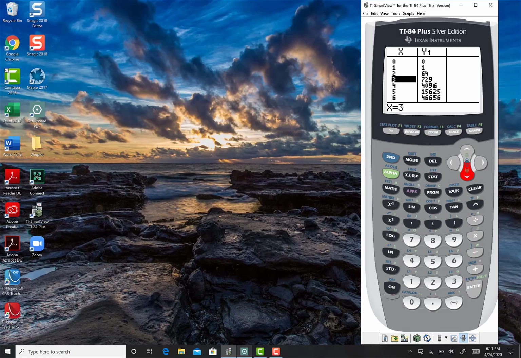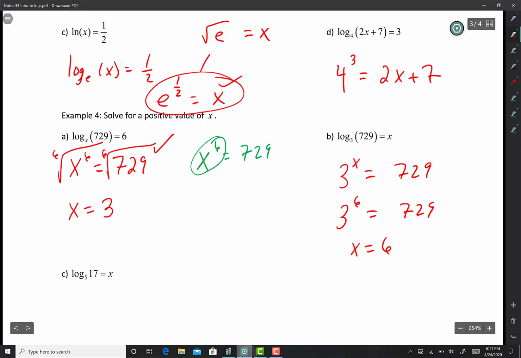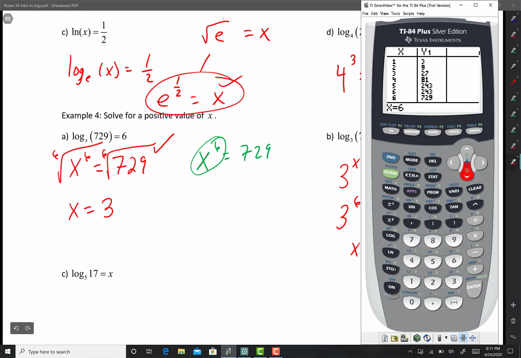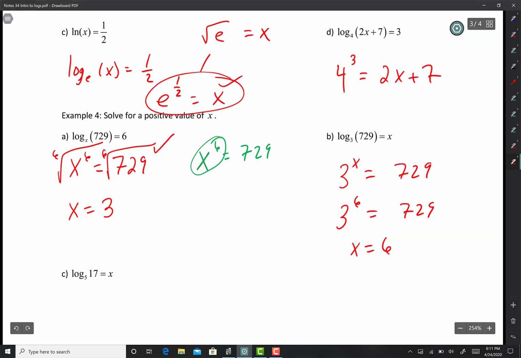And the way you do that, if you come back here and rewrite this, what did I already forget my expression, 3 to the power x. So 3 to the power x, and then I push enter. And then again, go to my little table. And if you see there, when x is 6, the y value is 729. So there it is, guys. That's how we can do it.